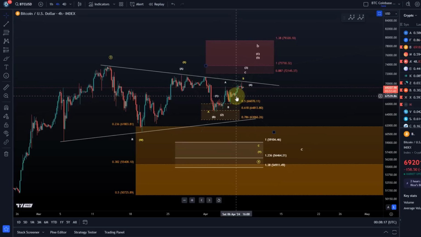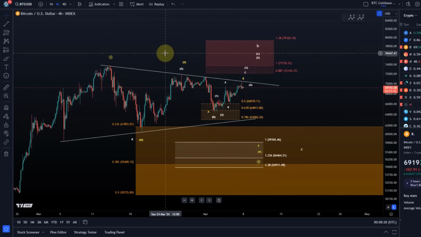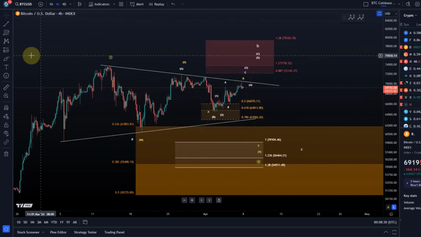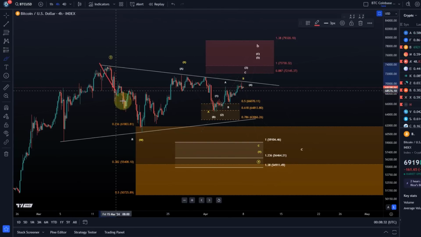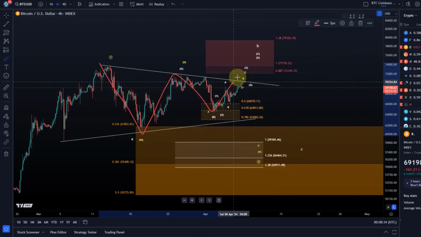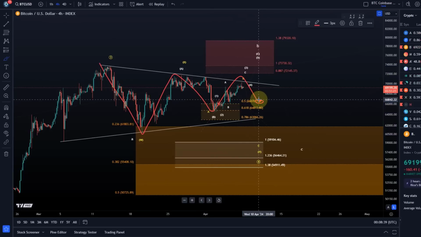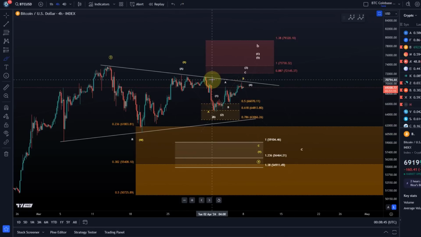Even if I'm labeling a triangle here, there's nothing telling me that this pattern couldn't morph into a larger WXY and then eventually follow the yellow count. I just showed you the yellow count, which is a WXY pattern. If I'm labeling a triangle here like A, B, C, D, E, this E wave might not hold support, break down, and then we have our WXY structure. That's why I'm very hesitant in labeling a triangle, even though it could be one, of course.